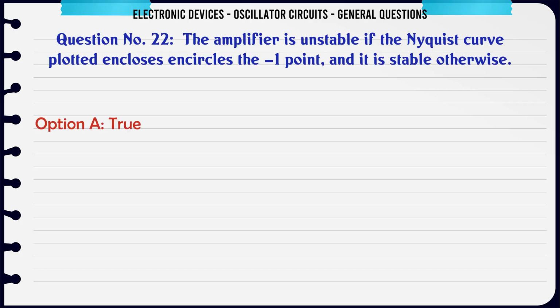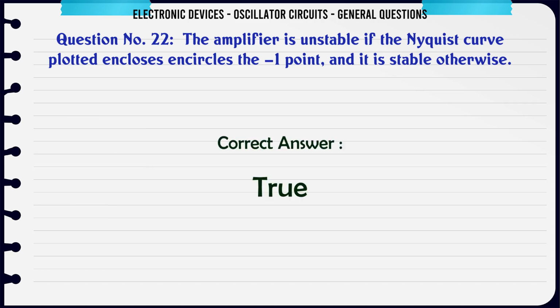The amplifier is unstable if the Nyquist curve plotted encircles the minus one point and it is stable otherwise. A: true. B: false. C: none. D: none. The correct answer is true.